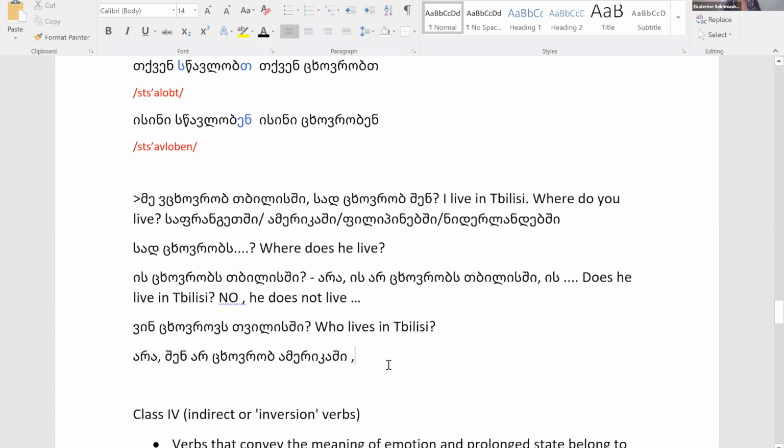You live in Georgia. Well, Toma, can you read?